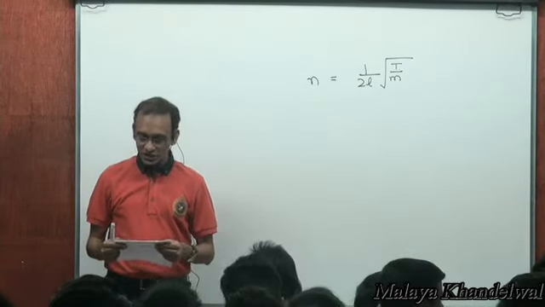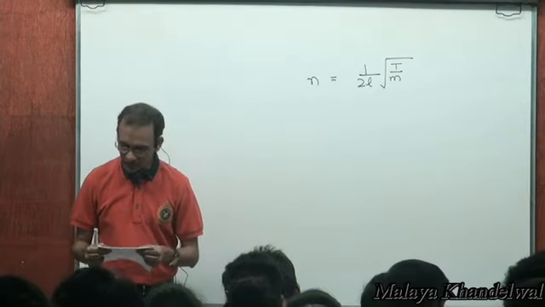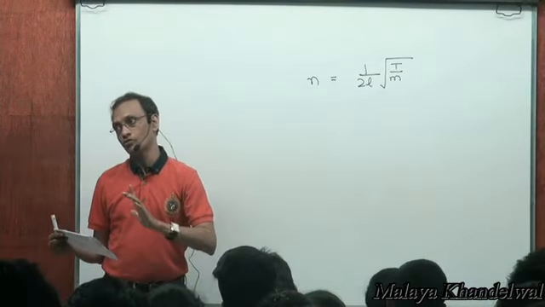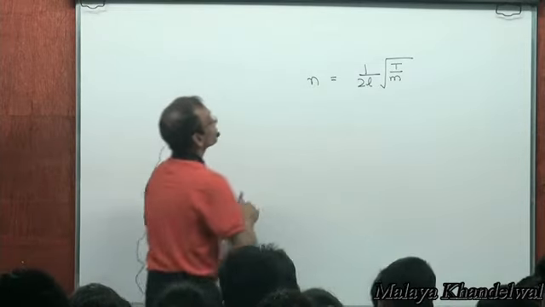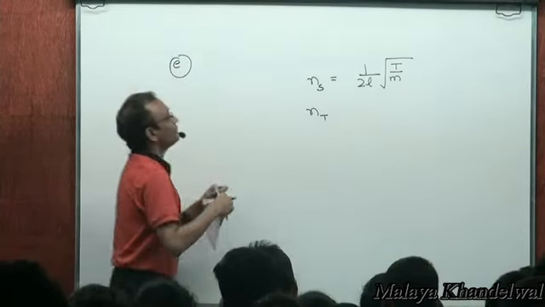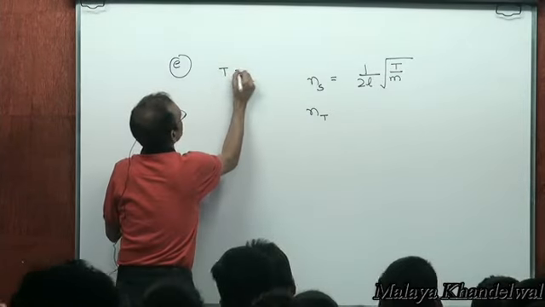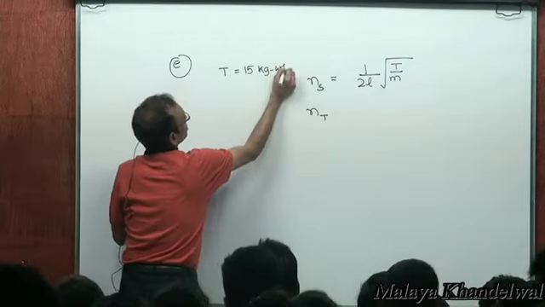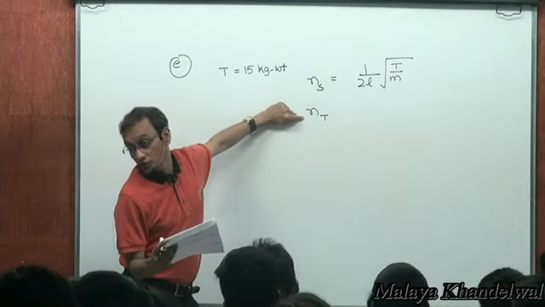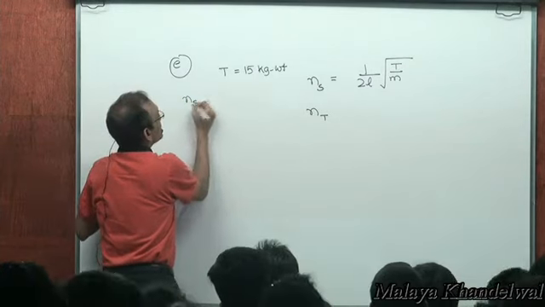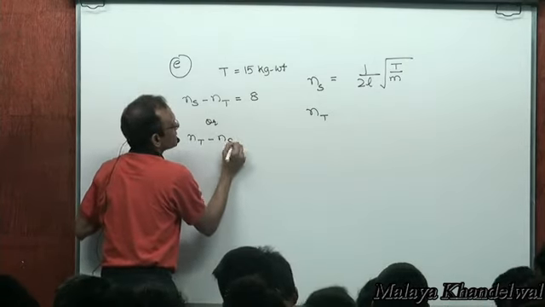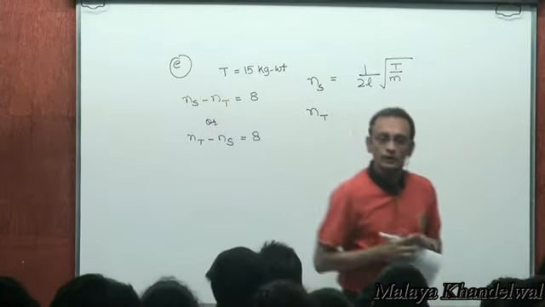Now, a sonometer wire tensioned by 15 kg weight, T is 15 kg weight, produces 8 beats per second when sounded with a tuning fork. NT is the frequency of the tuning fork. At a certain tension, T equal to 15 kg weight, the sonometer wire produces 8 beats per second with the tuning fork. That means either NS minus NT is 8 beats per second, or NT minus NS is 8 beats per second. These are the two possibilities.